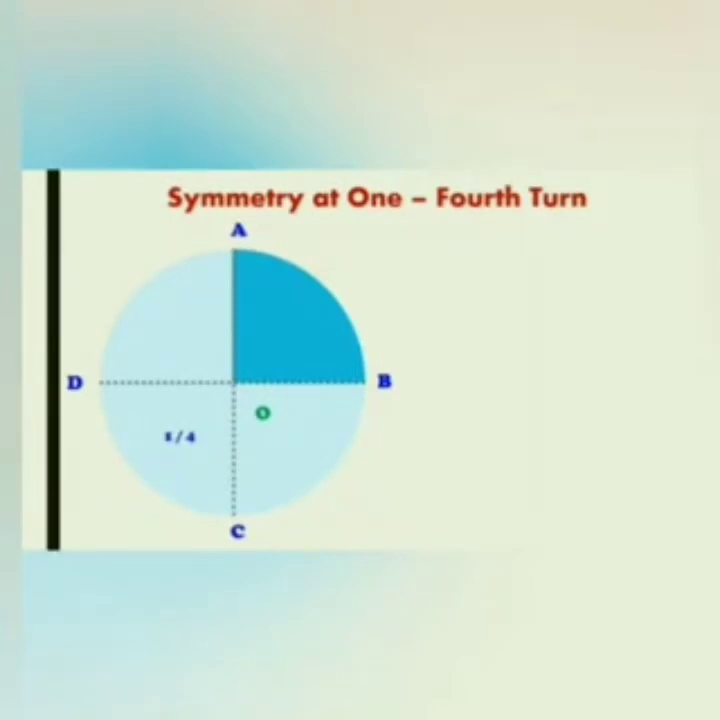Symmetry at 1/4 turn. We are placing an object on the circle at the center and we are rotating it 1/4 turn. Does it look the same or not? Is it symmetrical or not after 1/4 turn? Let's take a square. It is at point A now. We are making the square 1/4 turn now. What happened? We got the same figure.